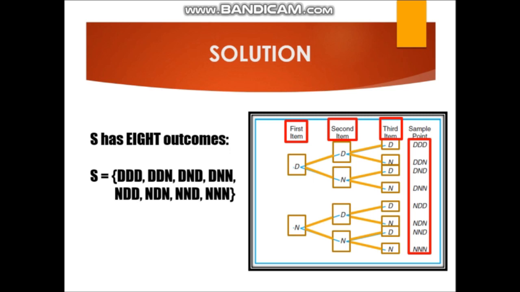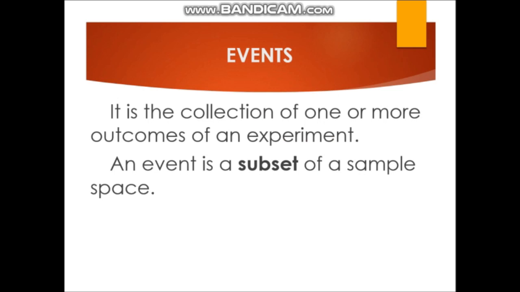Let us proceed to another part of probability, which is the events. When we say event, it is the collection of one or more outcomes of an experiment. Also, an event is a subset of the sample space. So an event is a portion of the sample space which is based on the requirement of a problem. We are not considering all elements or all possible outcomes, but only the part of the sample space that satisfies what is asked in the problem.